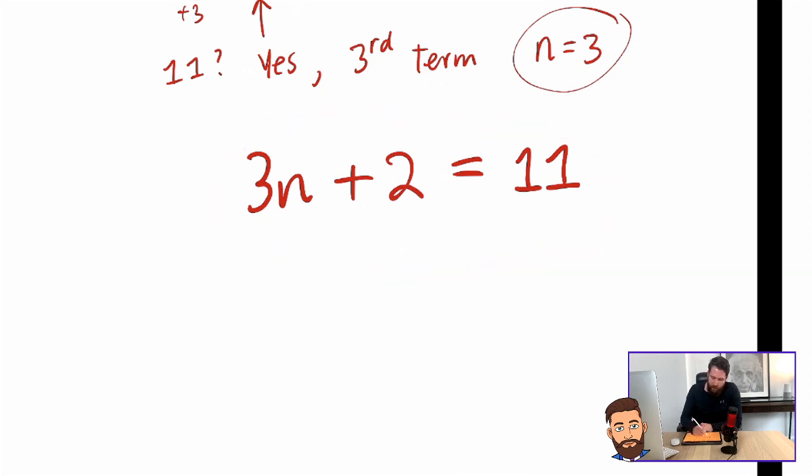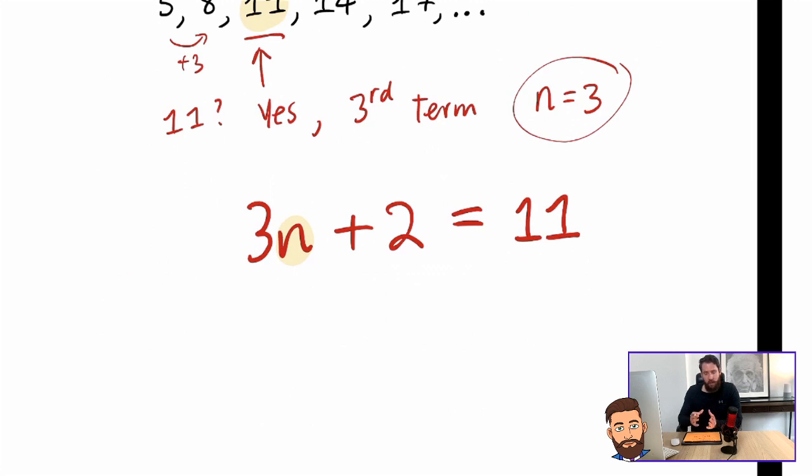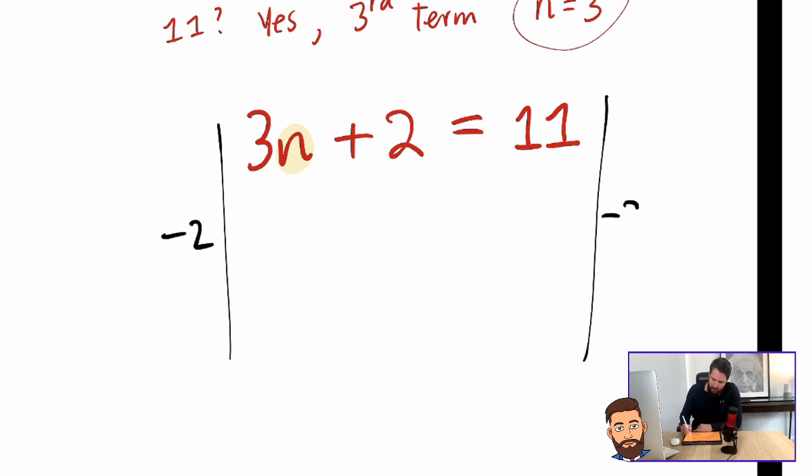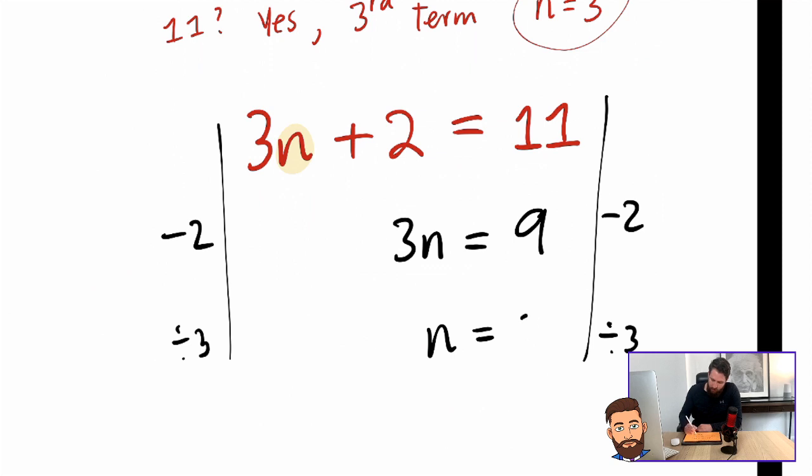And if I solve this equation, what am I finding? I'm finding n. If I solve this equation, it will give me n equals. And we know n represents a term in the sequence. Okay, so let's solve this and just see what happens. If I solve this, the first step would be to take away 2 from both sides, which would leave me with 3n equals 11 minus 2 is 9. Then divide both sides by 3. N would be 9 divided by 3 is 3.